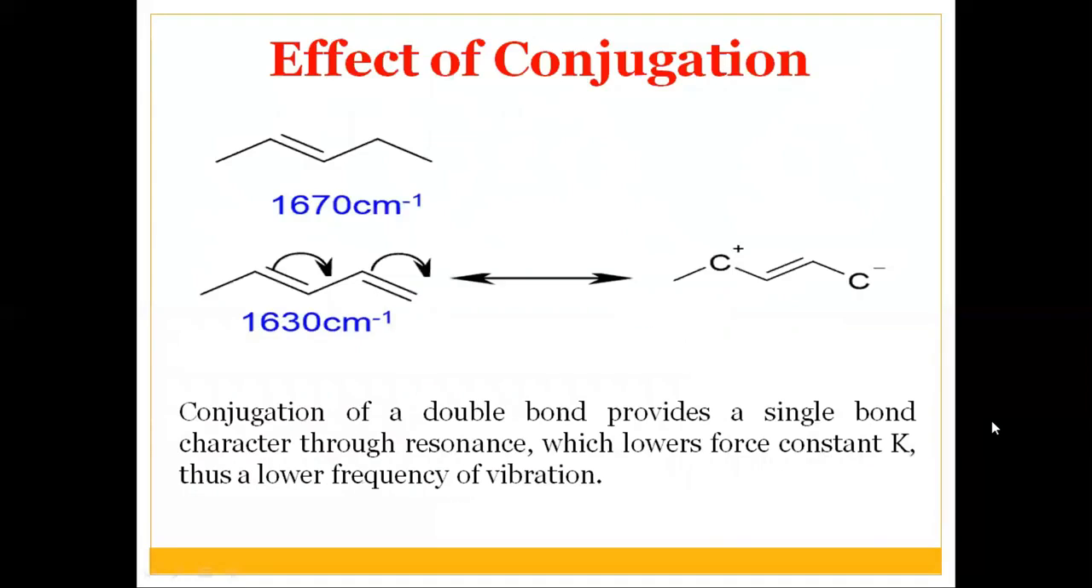This is the exception. Effect of conjugation. Conjugation of a double bond provides a single bond character through resonance, which lowers the force constant K and thus lowers the frequency of vibration. So due to presence of conjugation, there will be a resonance structure, which will provide the single bond character, and due to which the vibrational frequency will be decreased. So here you can observe 1670 per centimeter, and due to presence of one conjugation, here it becomes 1630 per centimeter.